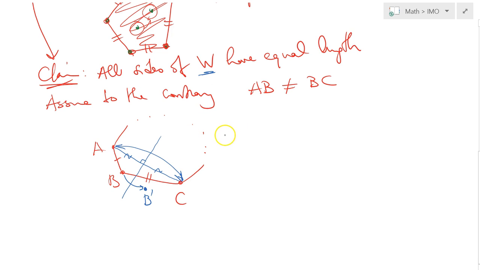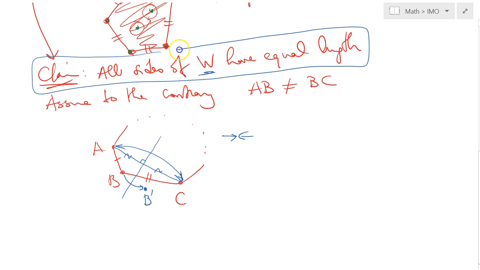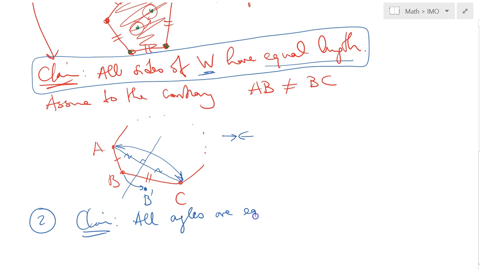So as a result, this is a contradiction. Therefore, it implies that the claim is sustained, and all the lengths of this convex hull should have equal length. Now, in the second step, I claim that not only all the lengths are equal, but all the angles are equal. All angles are equal for W.